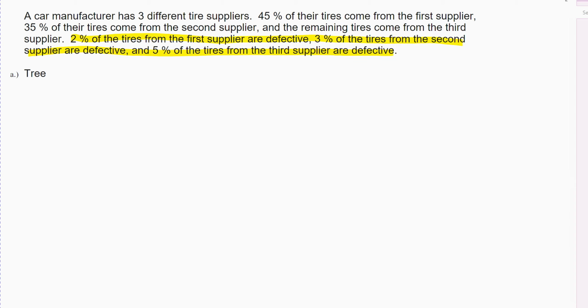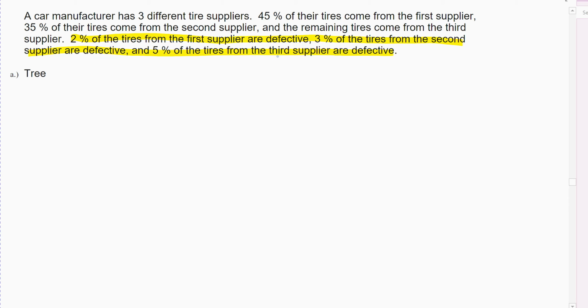Right, it's not 2% of all the tires. It's 2% of the tires from the first guy, which is only 45% of the tires. It's 3% of the tires from the second guy that are defective, which again is only 35% of the tires, and 5% of the third guy's are defective, which again is only 20% of the tires. So those are my conditionals. Those go on my second set of branches.